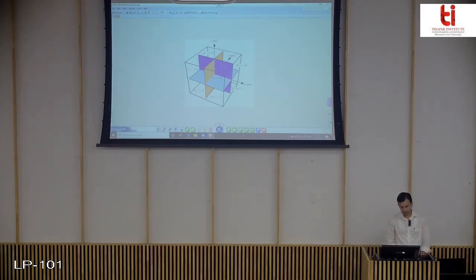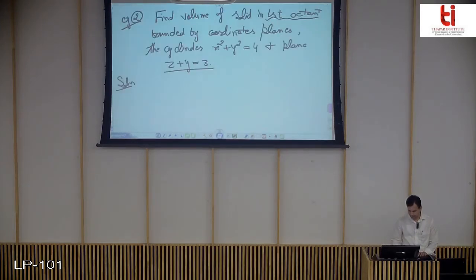Okay, so this is what he is saying. The volume of the solid we have to find is bounded by the coordinate planes from 2 sides, xz and yz. In a plane you have simply a first quadrant, but now you are in 3D, so he is saying octant. It is bounded by the xz and yz planes of your coordinate planes. Now the cylinder, x square plus y square equals 4.